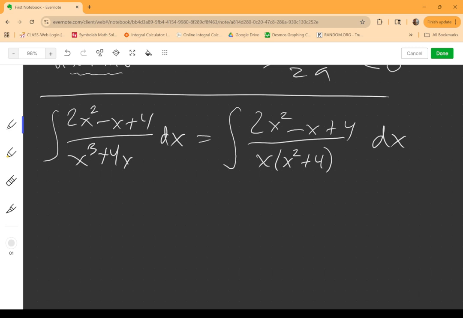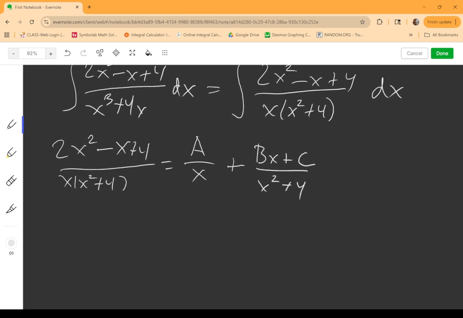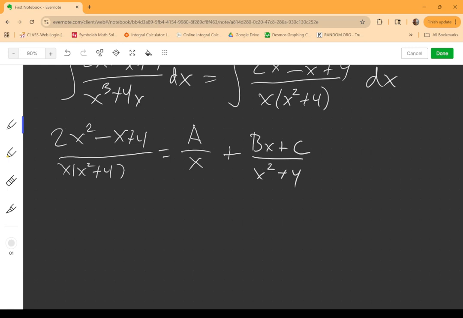Okay, so our setup here is 2x squared minus x plus 4 over x times x squared plus 4. And the decomposition of partial fractions will look like this. We have a linear term that's not repeating, so that corresponds with the constant a over x. And then our quadratic term will be put above some kind of linear expression, bx plus c. Okay, so now it's time to solve for a, b, and c.